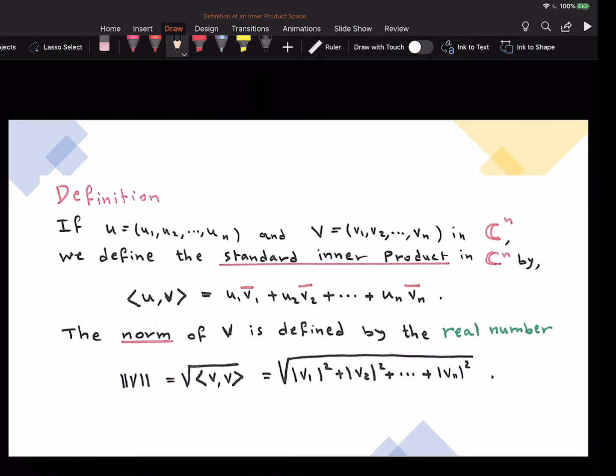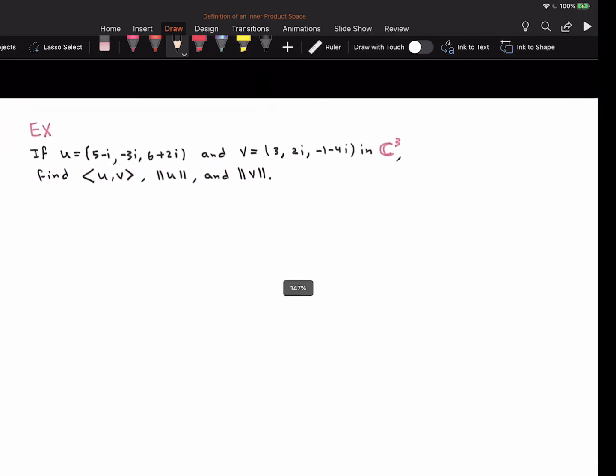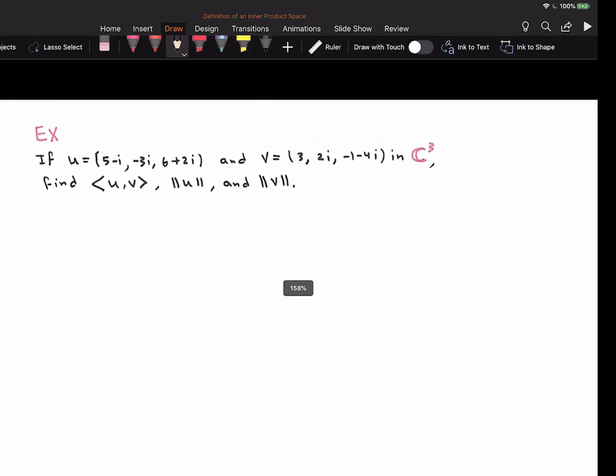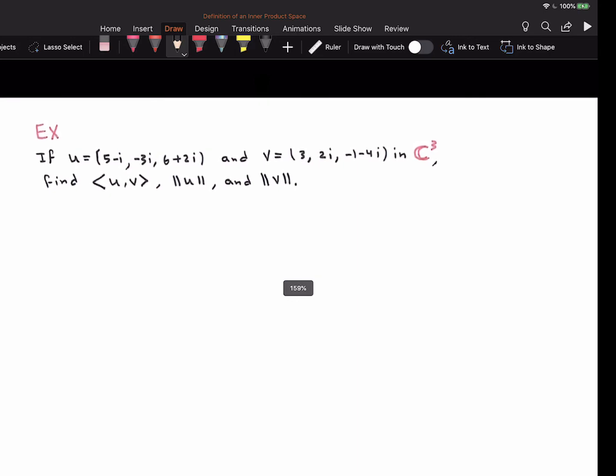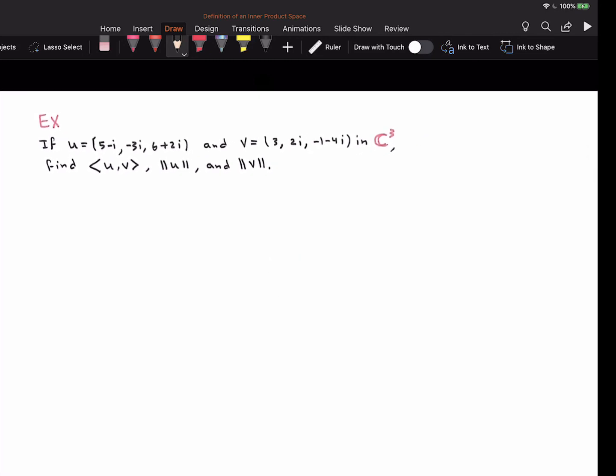Once we apply the norm for the same vector, we're also going to apply the conjugate because we're doing products of components. So here's an example. U equals (5 minus i, minus 3i, 6 plus 2i) and V equals (3, 2i, 1 minus 1 minus 4i) in C3. We need to find the inner product and the norms of U and V.